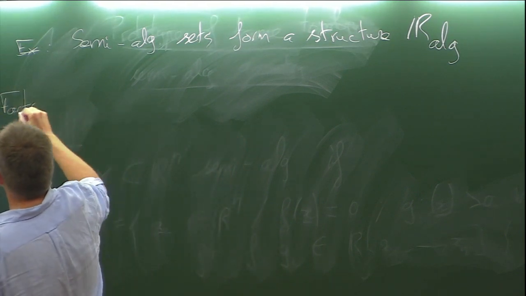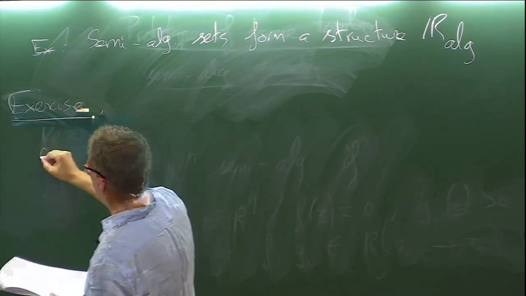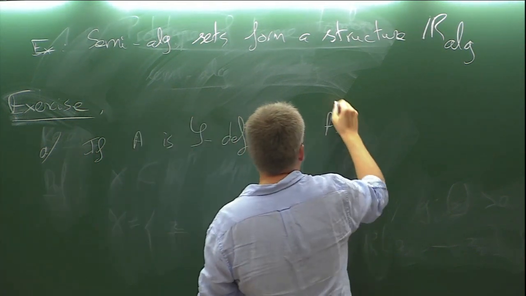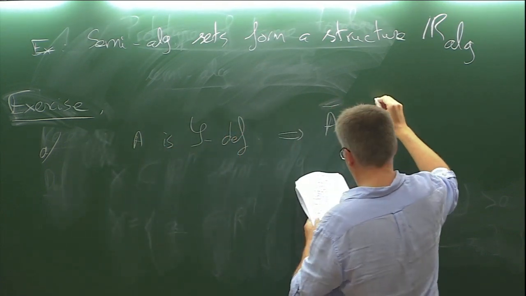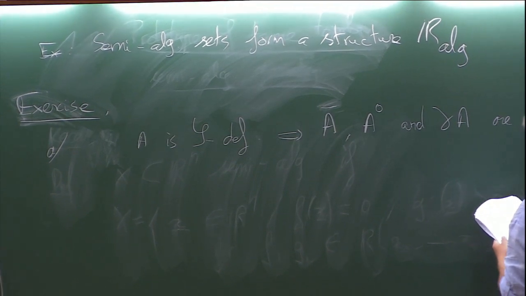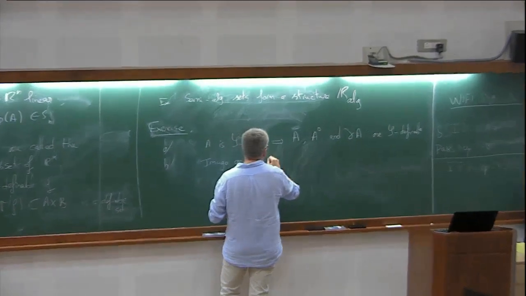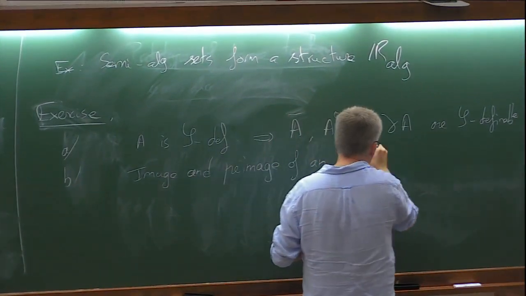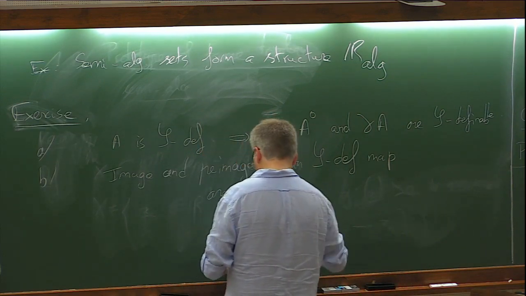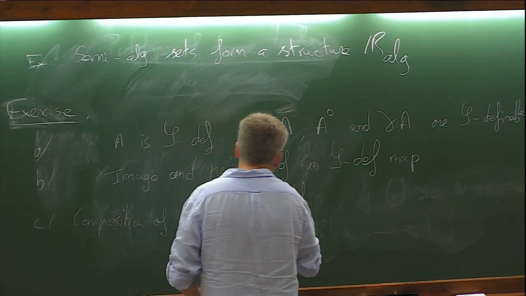Okay, so now some facts, only with these simple axioms. In fact, I should rather prove that with these very simple axioms, if A is S definable, then this implies that A bar, the closure of A, the interior of A, and the boundary of A are S definable. Second, the image and pre-image of an S definable map are S definable. And the composition of S definable maps is S definable.